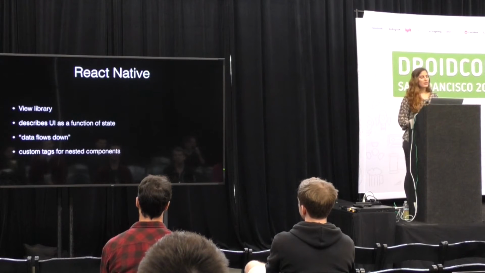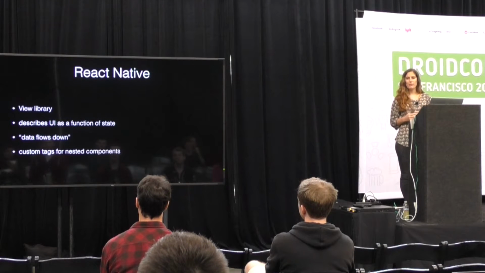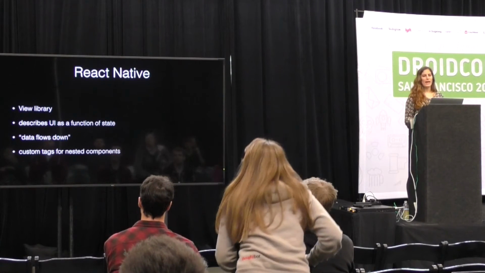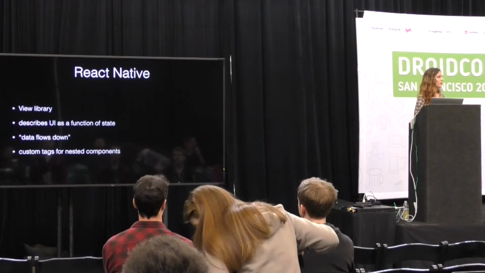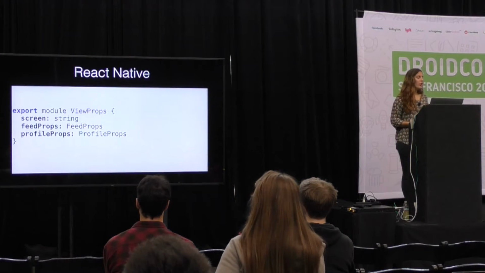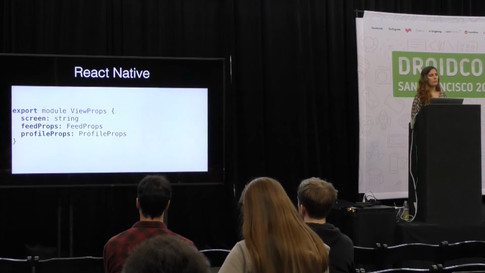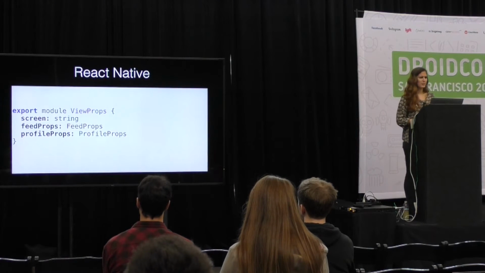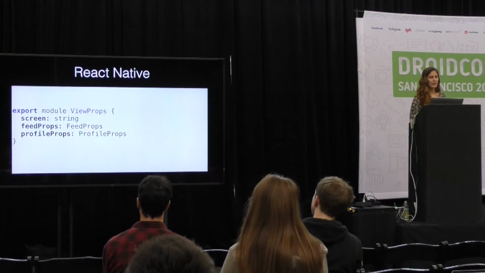So to look into React Native, React is, like I said, a view library, and it functions on the premise that data should be passed down. And you can have these special tags so you can splay properties through them, and it's reactive programming. So what does that look like in code? Well, you have this thing, it's called view props, and maybe you have a way to identify which screen you're on. It's stringly typed, which is terrible, but bear with me.